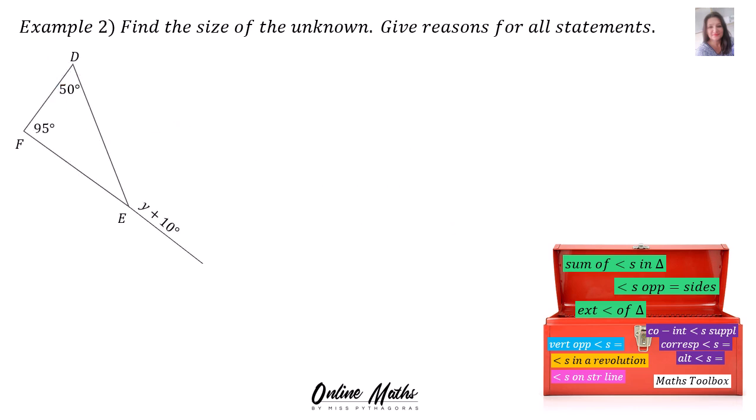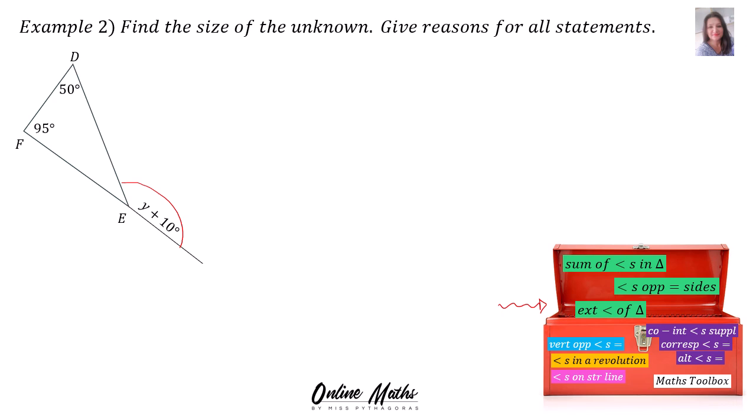Example 2. Find the size of the unknown, give reasons for all statements. So when you go to your little triangle DFE, there at E, you can see that there's your exterior angle since side FE was extended. So we have a theorem, it's this one. The exterior angle of a triangle is equal to the sum of the opposite interior angles. And the opposite interior angles are D and F.